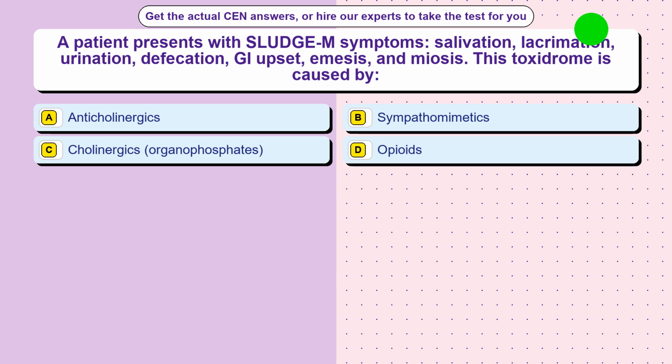Question 84. A patient presents with SLUDGEM symptoms: salivation, lacrimation, urination, defecation, GI upset, emesis, and miosis. This toxidrome is caused by: Option A, anticholinergics. Option B, sympathomimetics. Option C, cholinergics, organophosphates. Option D, opioids.